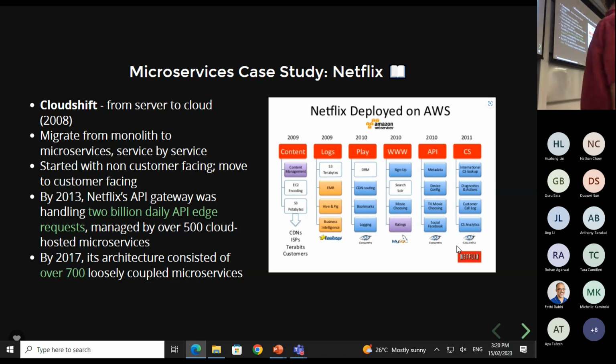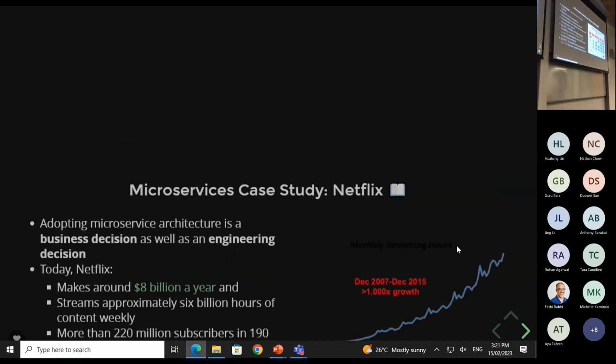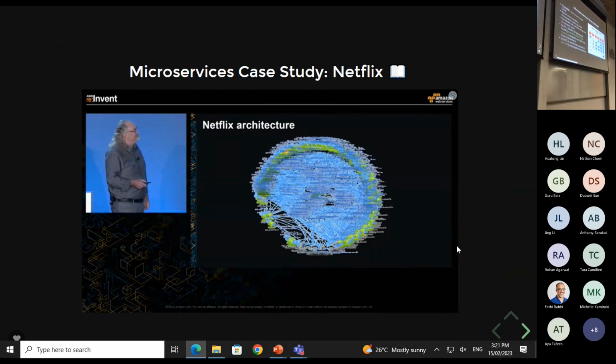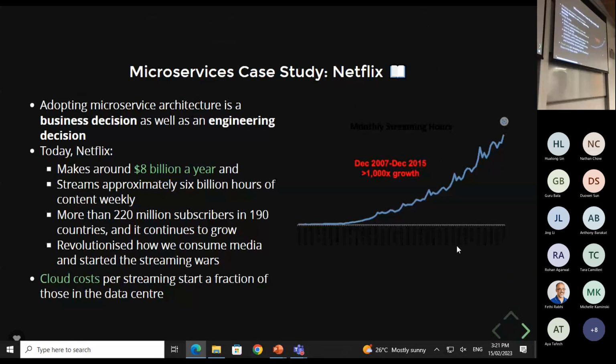And think of the number of people that use Netflix at any one time. It's a lot of people. So they're handling over 2 billion daily API edge requests managed by over 500 cloud-hosted microservices. And by 2017, they had 700 microservices. And you can see that in this really cool picture here. This is all their microservices. Huge ecosystem. So it was this business decision. It wasn't just an engineering decision.